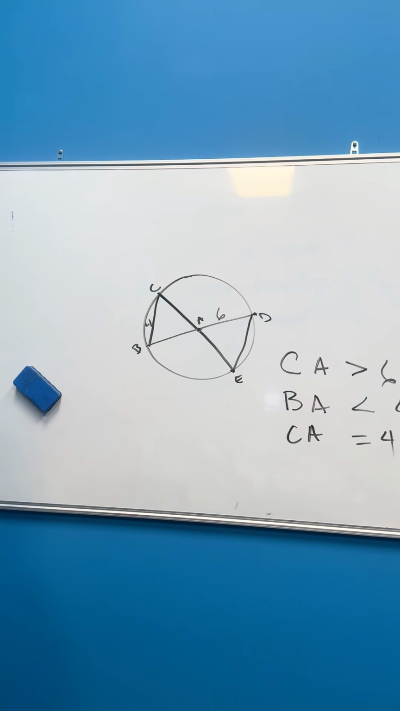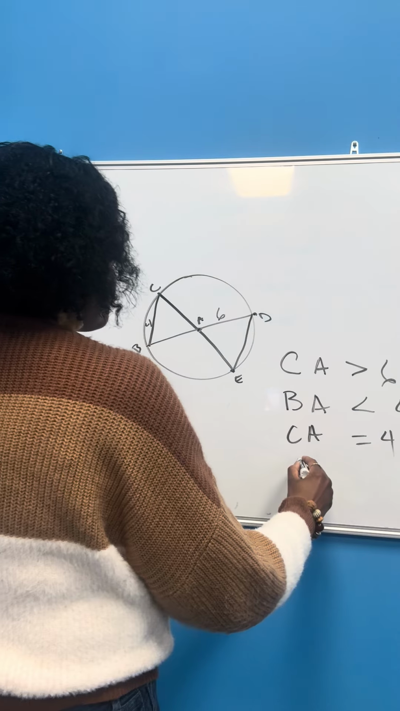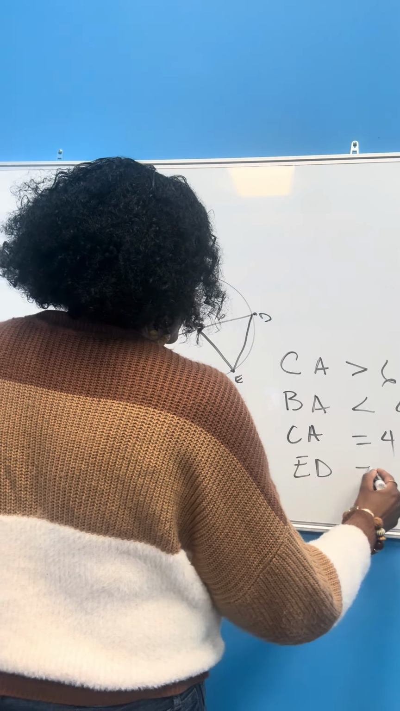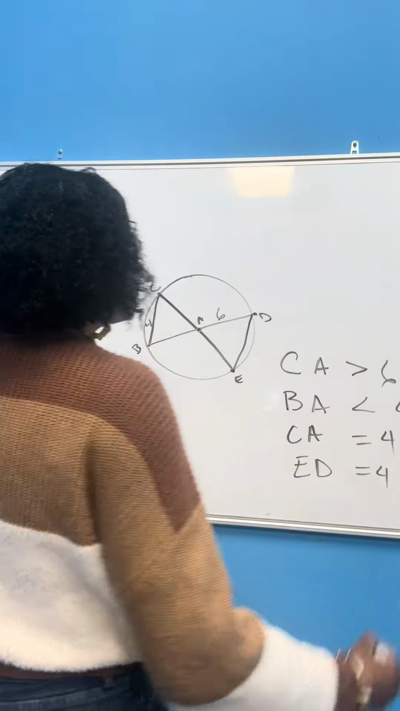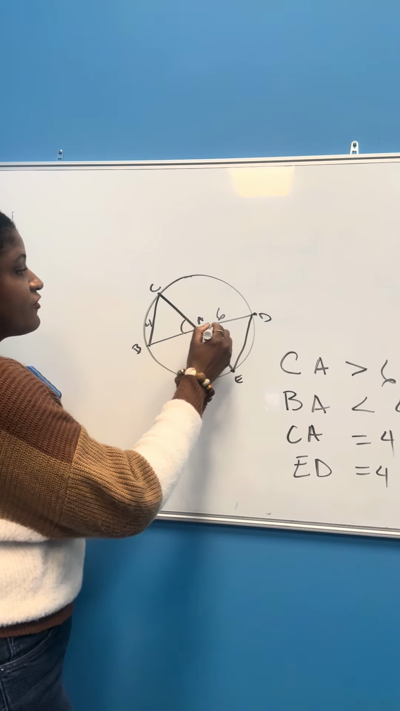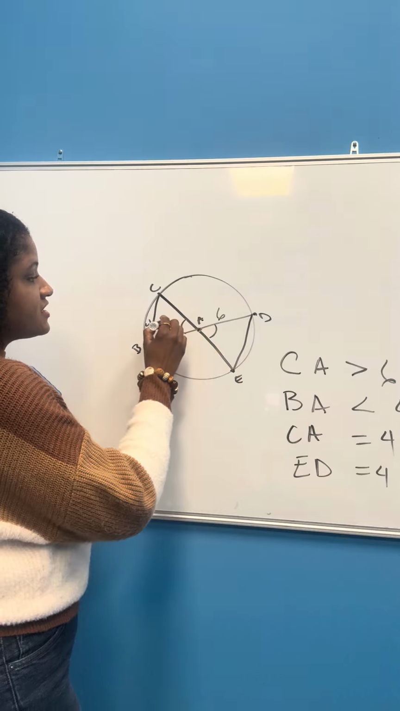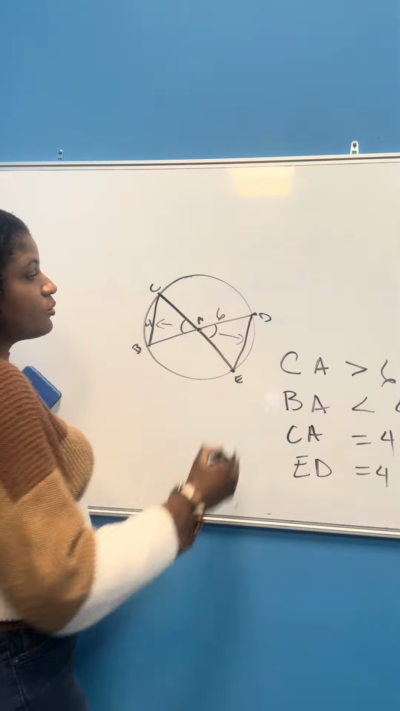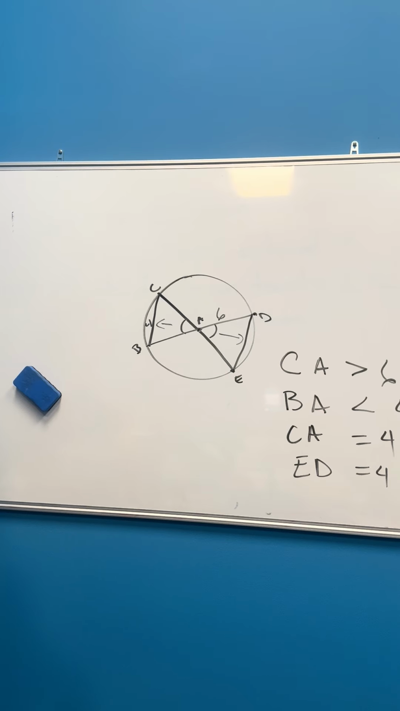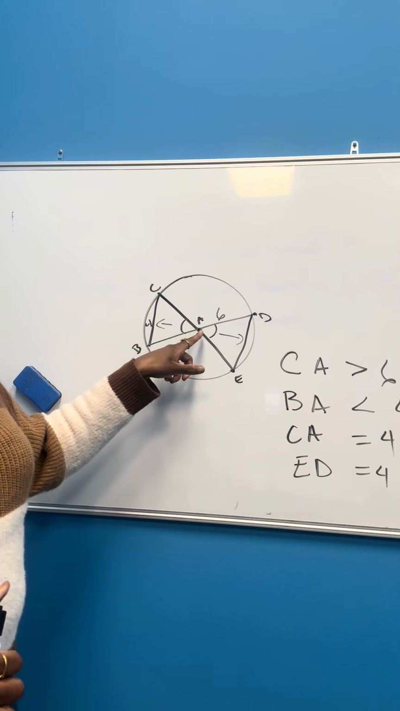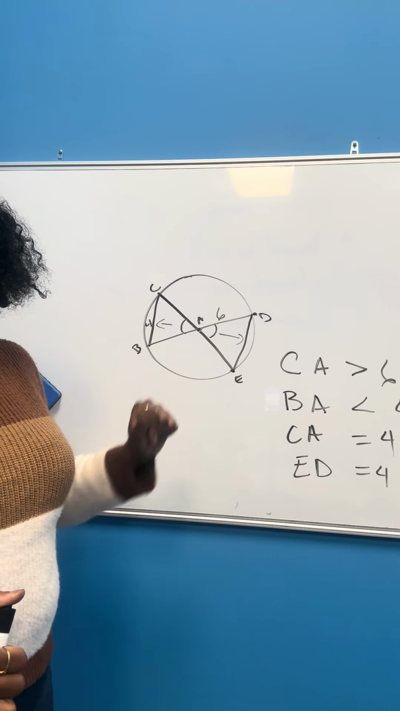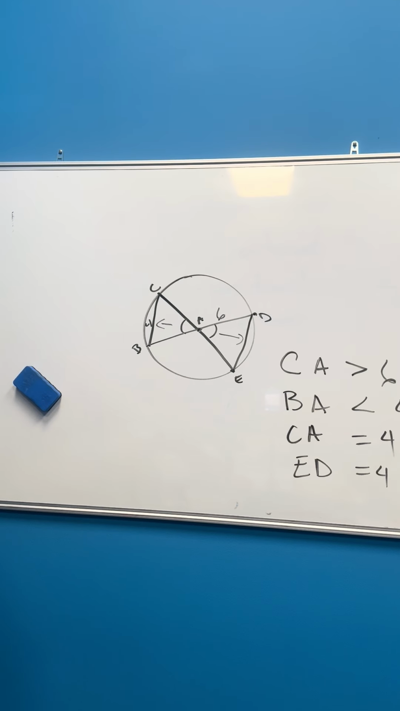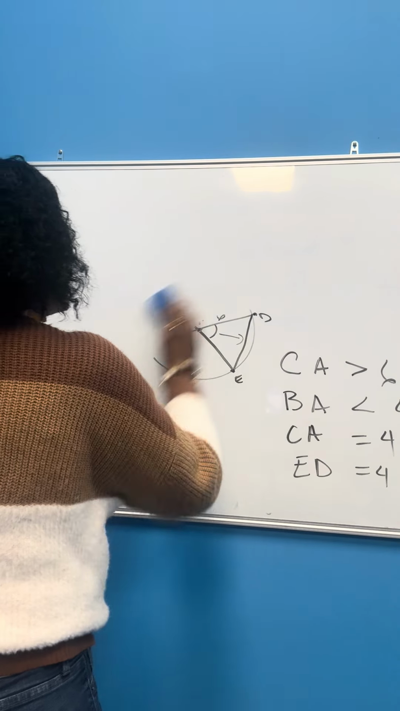Well, we've talked about that already. CA is not equal to 4. CA is equal to 6. And our last one, ED is equal to 4. And that one is true. So the reason ED is equal to 4, these are vertical angles. So if this is equal to 4, then so will this be equal to 4. So the central angles are congruent for both of those. So ED does equal 4. Okay.